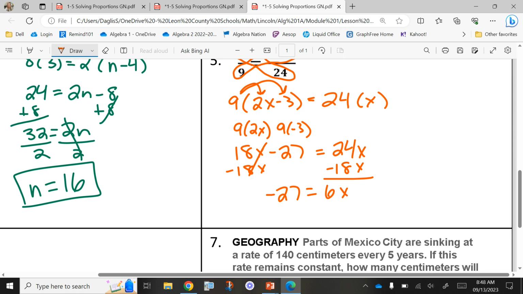And now my last step to get the x by itself, how do I move that 6? We're going to divide it. So negative 27 divided by 6. What did y'all get? Logan, how about you? What are we getting? Negative 4.5? Good.